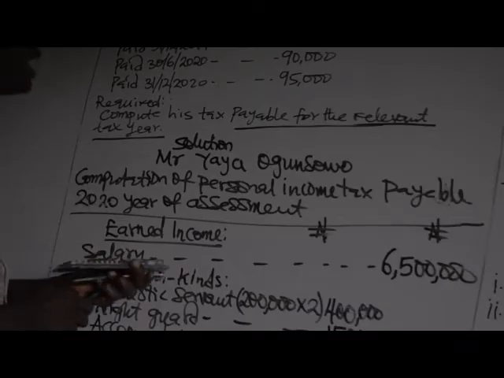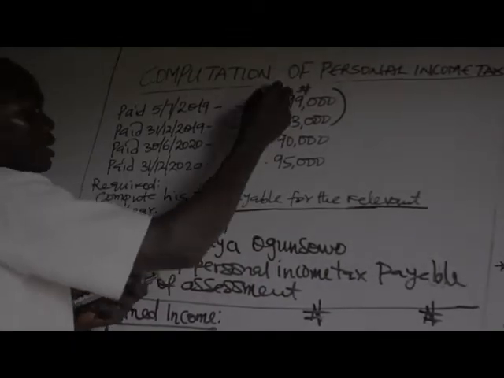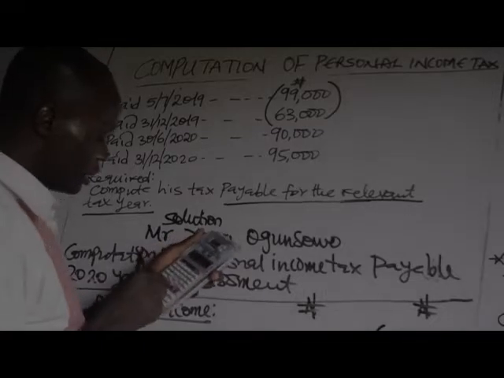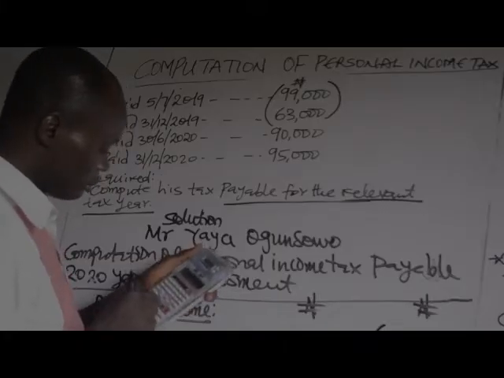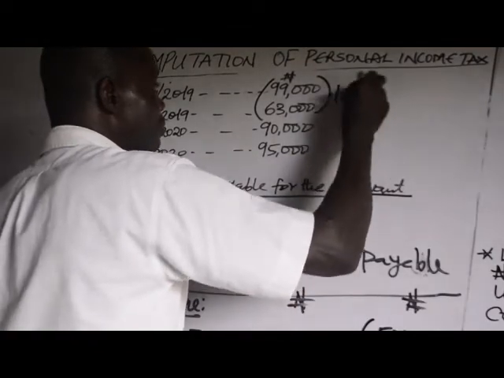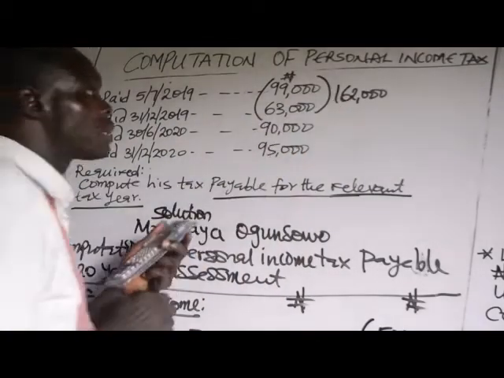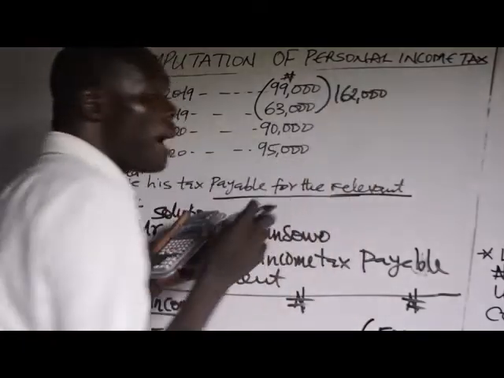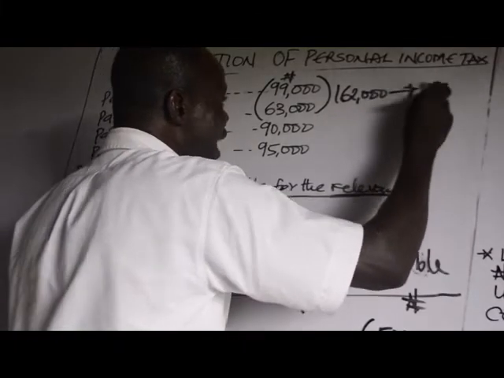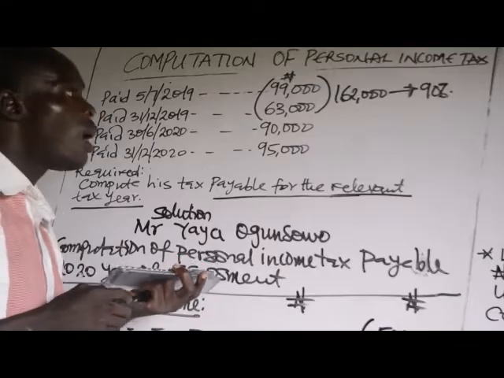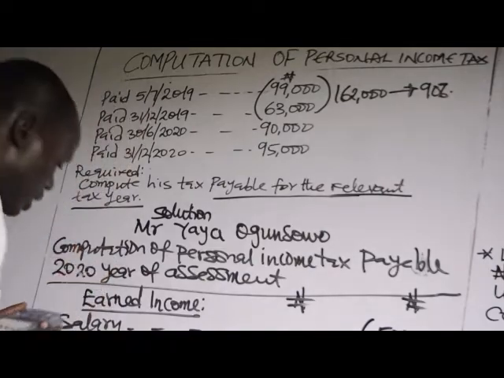And how much was paid in 2019? We have 99,000 and 63,000. It's 162,000. That is the total of what was paid in 2019, which will now be assessed in 2020, and it is equivalent to 90%, since withholding tax of 10% has been deducted. Therefore, you have to gross it up.